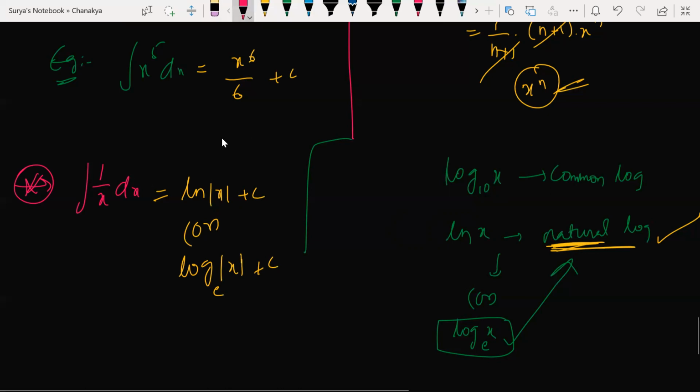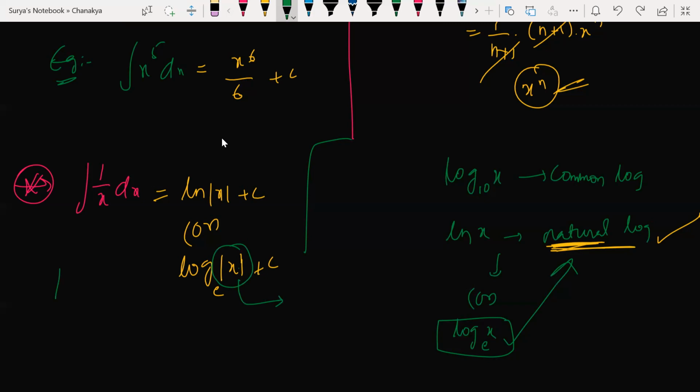Why are we taking modulus? Can you tell me, beta? Maybe the value is either positive or negative. No, not either positive or negative, because the domain is nothing but the possible values of x which I substitute in that position. What values can I substitute in place of this green circle, that x? Only positive values. It never takes negative. Look at this, beta: inside log, negative numbers are not allowed.